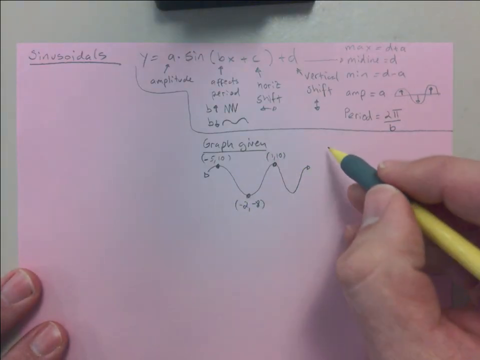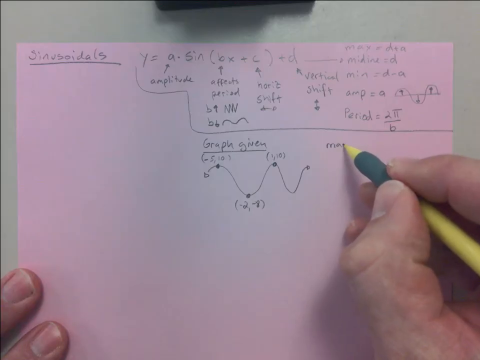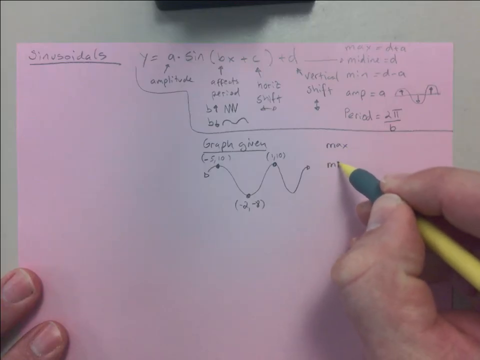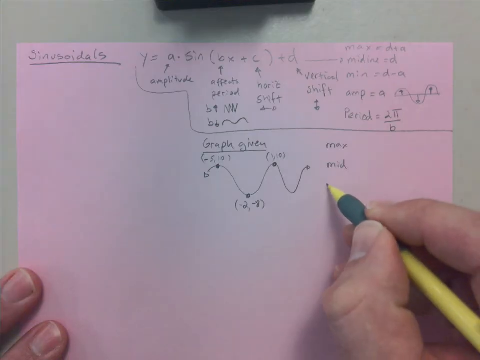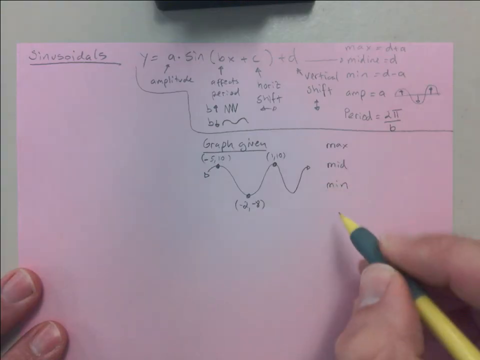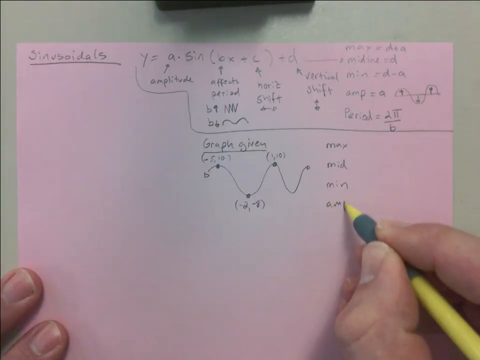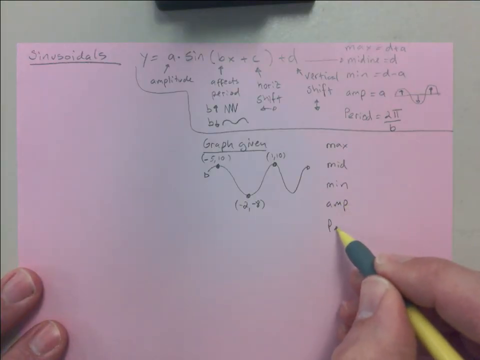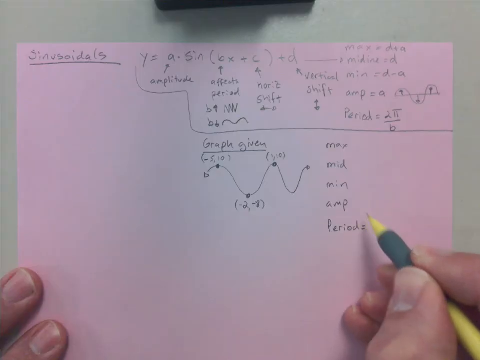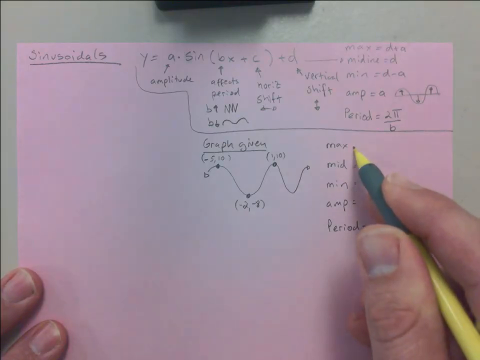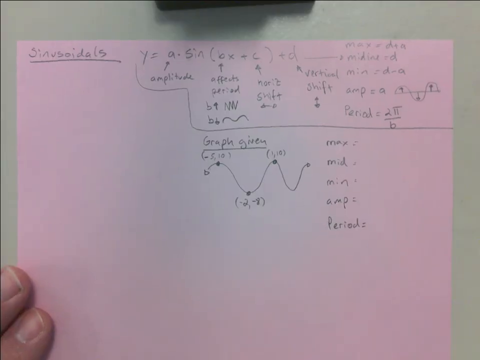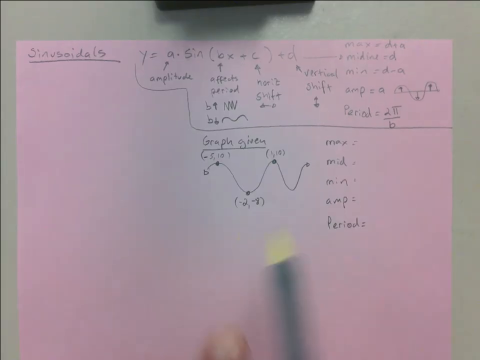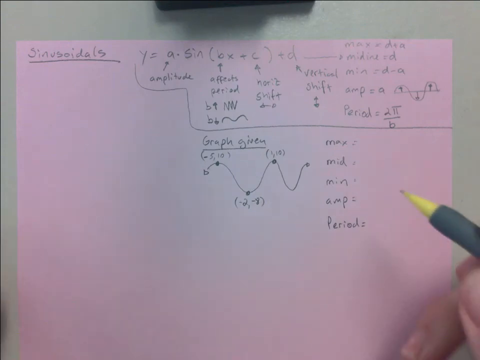From this, you should be able to tell me what is the max, what is the mid, what is the min, what is the amplitude, and what is the period. If the graph is given, you should still be able to give me all of those just by looking at the graph.